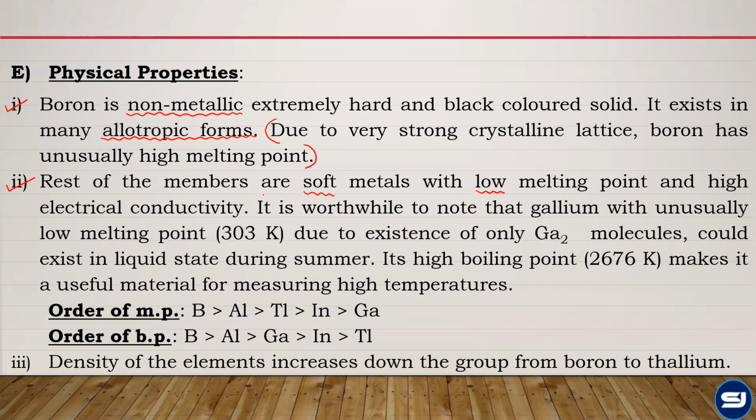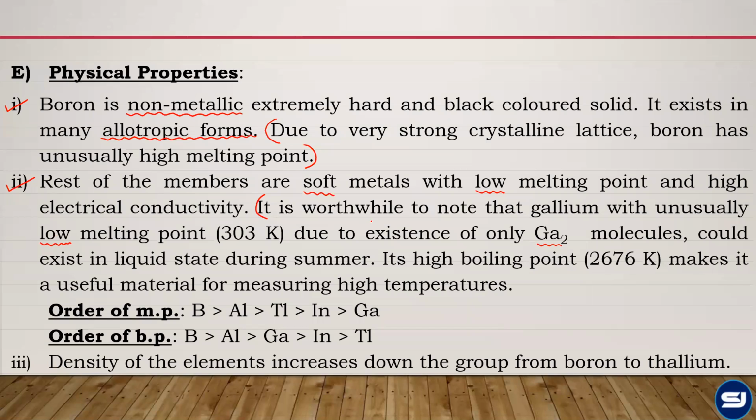Then a very important point. It is worthwhile to note that gallium has an unusually low melting point, just about 30 degrees Celsius. 30 degrees Celsius means it can melt even at room temperature. And the reason is due to the existence of only Ga2 molecules. That means in the structure of gallium there are only Ga2, that is diatomic gallium molecules, and that is the reason gallium has a very, very low melting point, so low that it can melt even at normal conditions.